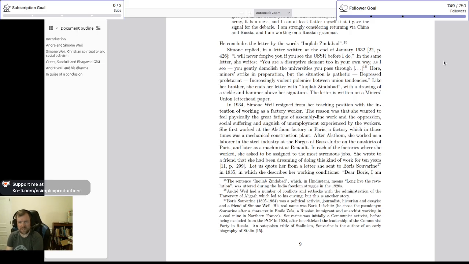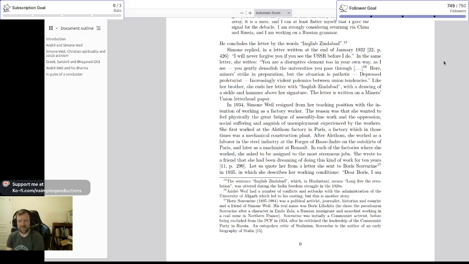Like her brother, she ends the letter with Inquilab Zindabad, with a drawing of the sickle and hammer above her signature. The letter is written on a miners' union letterhead paper. Yeah. I mean, intentions, very clear.